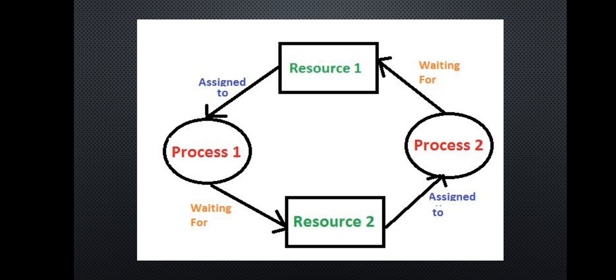This diagram represents process 1 currently holding resource 1 and waiting for resource 2. Then process 2 is currently holding resource 2 and waiting for resource 1. This is a deadlock situation in an operating system.